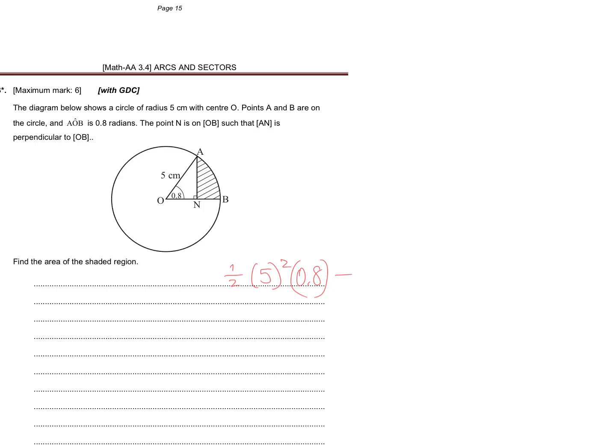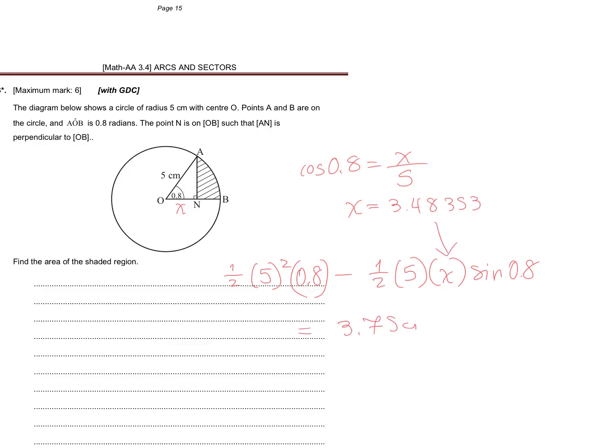So we need this one, and we can use 1/2 AB sine 0.8. So to figure out x, we have that's the adjacent and hypotenuse. So we'll have cosine 0.8 is x over 5. So x ends up being 3.48353, which we put in there. And when we do this whole thing, you get 3.75 centimeters squared.